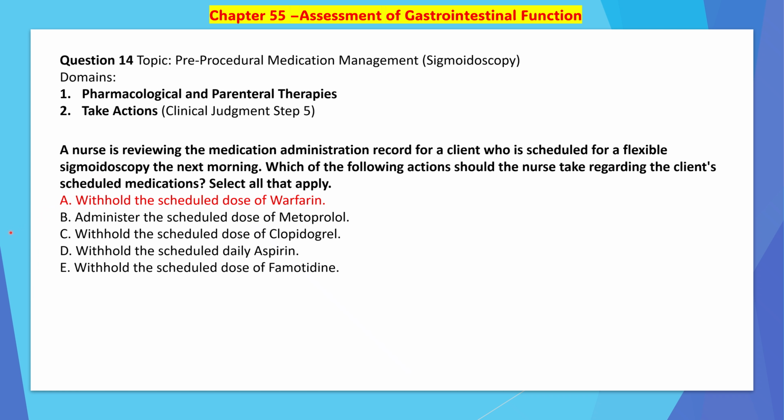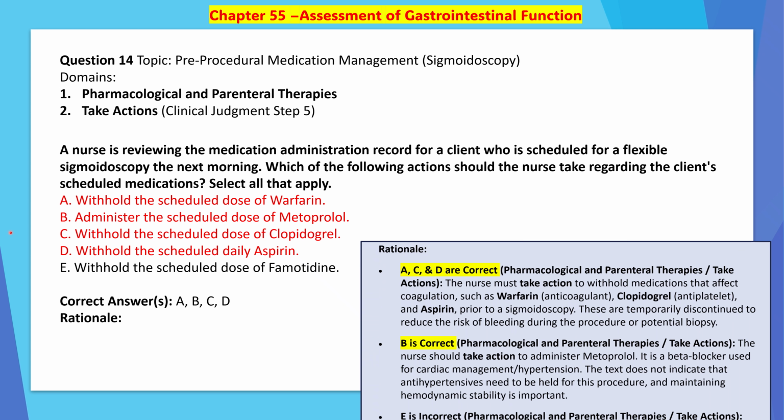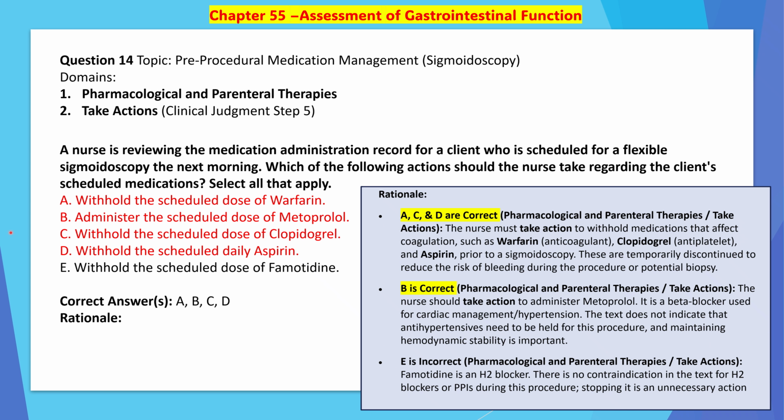Correct answers are: withhold the scheduled dose of warfarin, administer the scheduled dose of metoprolol, because you can give it, withhold the scheduled dose of clopidogrel, and withhold the scheduled daily aspirin. So these are the rationales. You see here pharmacological and take action.